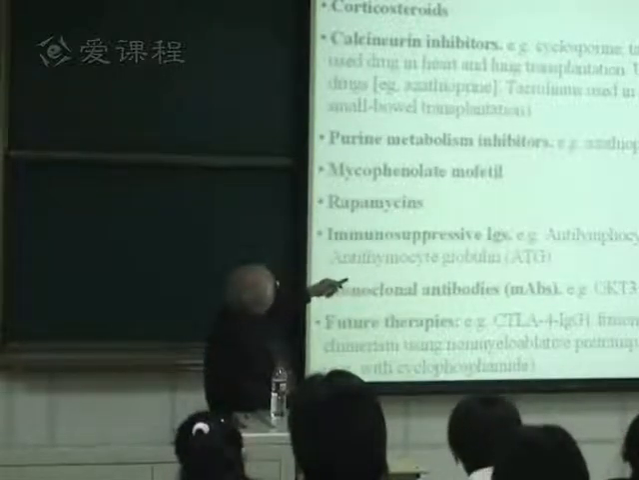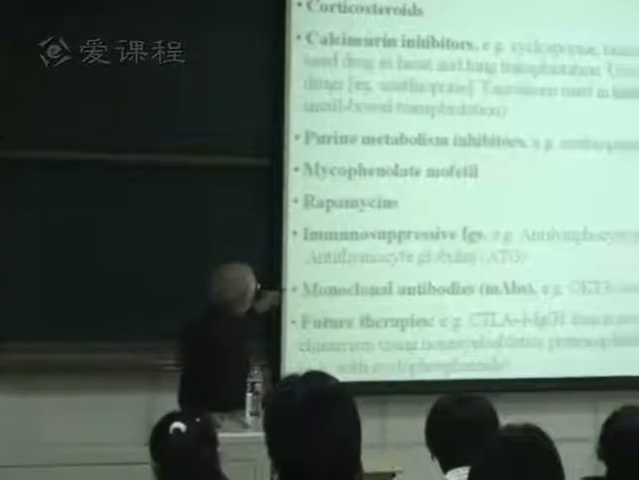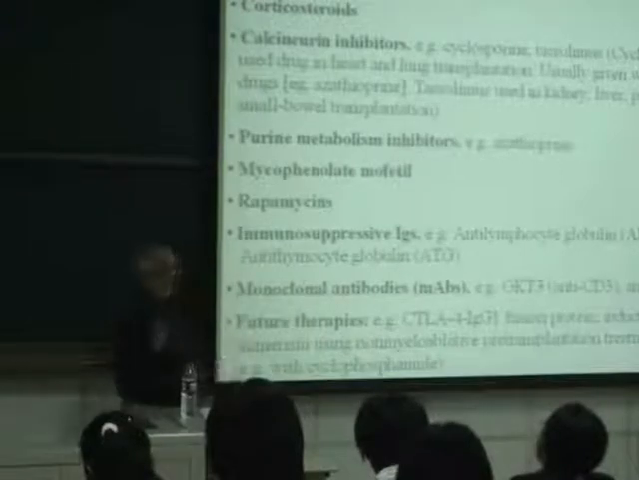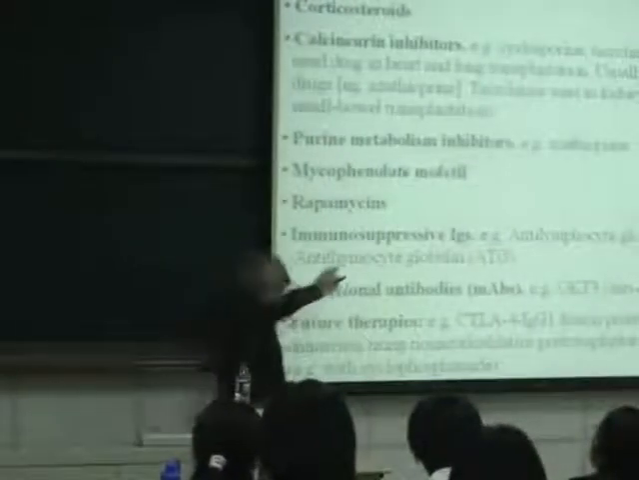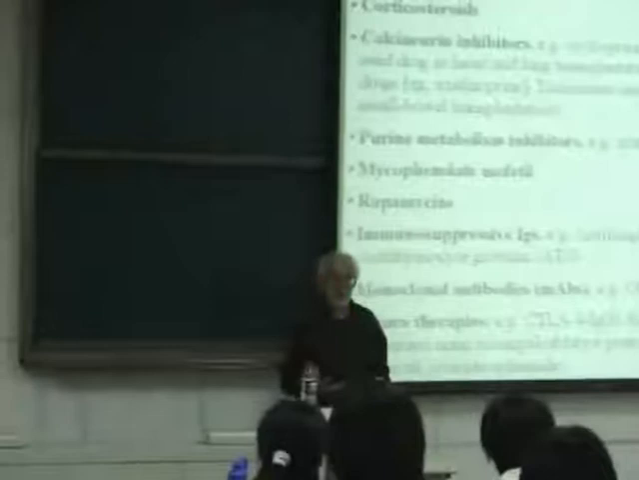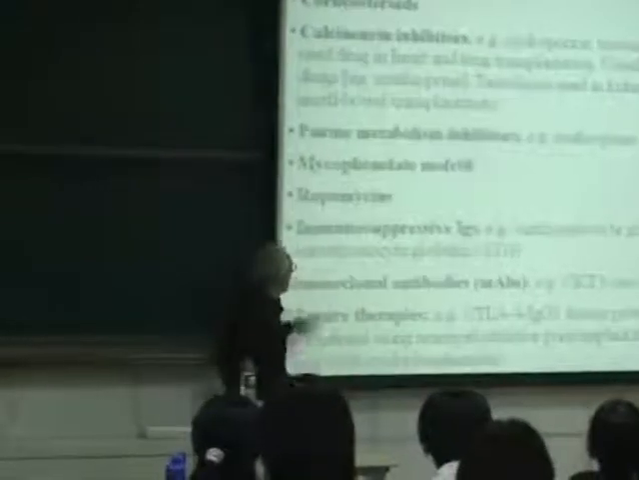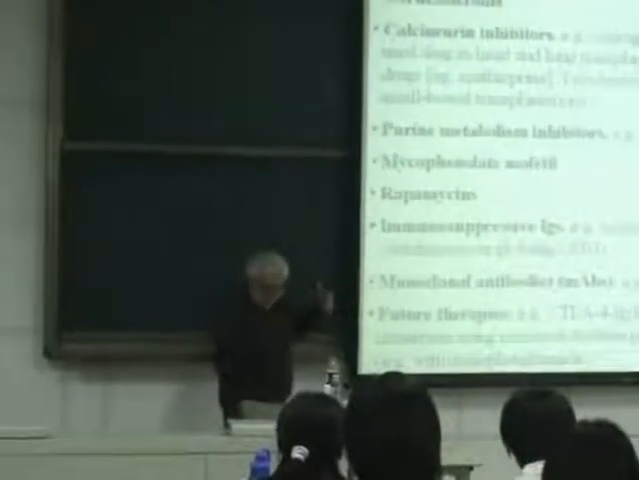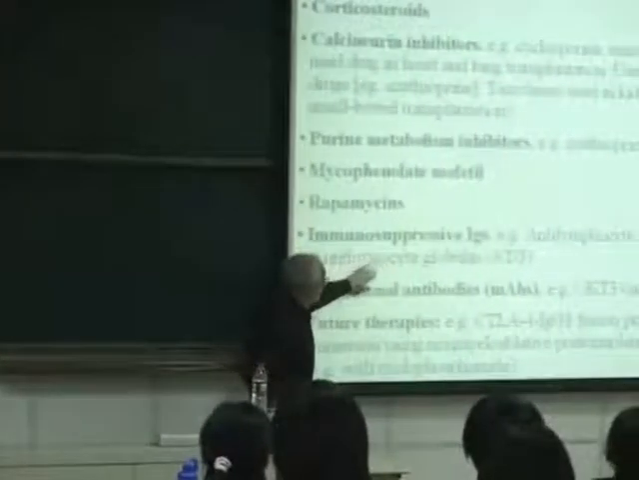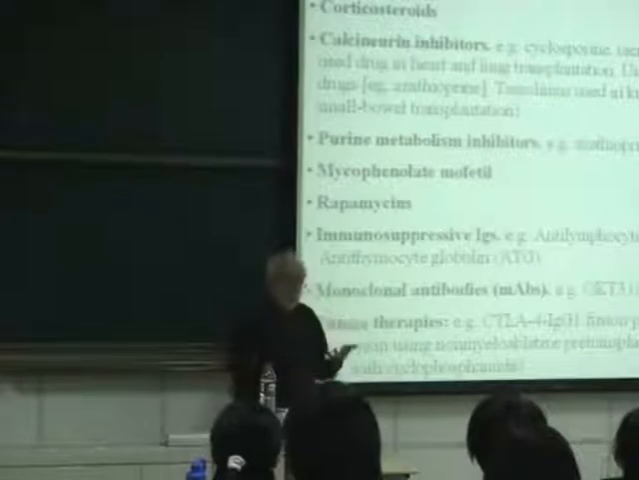Then we have drugs such as azathioprine, which is a purely metabolism inhibitor. There's a drug called mycophenolate mofetil, and rapamycin, which I'll show you in a second. And then you can use antibodies that suppress the immune system. These have been known about for a long time. You can use antibodies that bind to lymphocytes and stop their activity. Polyclonal antibodies are referred to as anti-lymphocyte globulin. Or you can develop antibodies against T cells developed in the thymus, giving anti-thymocyte globulin, or ATG. These can work very effectively.